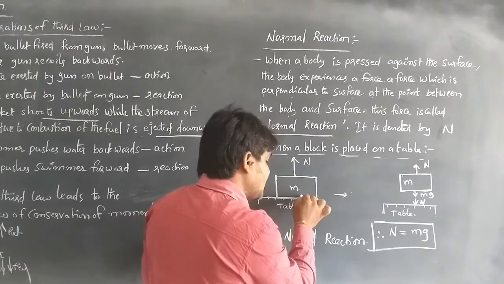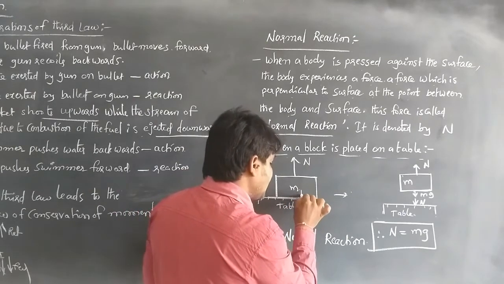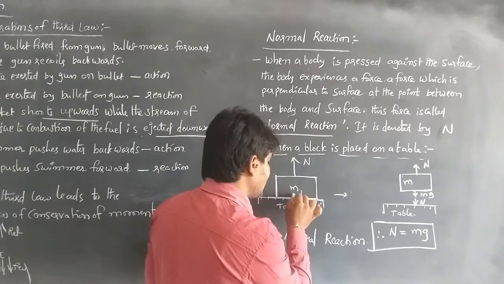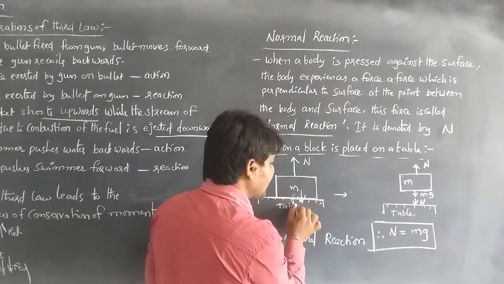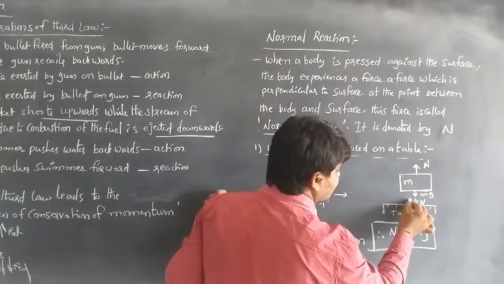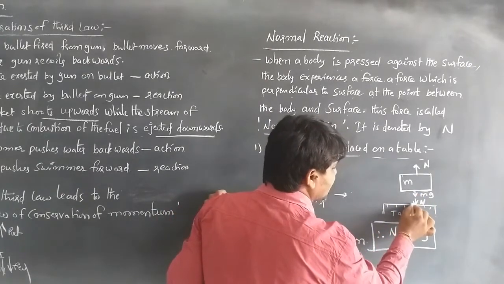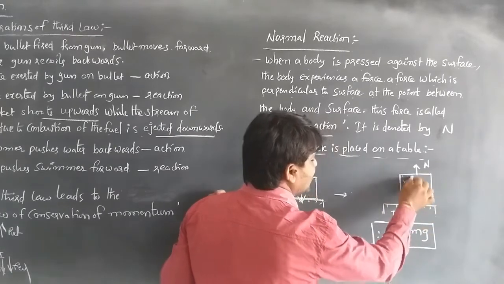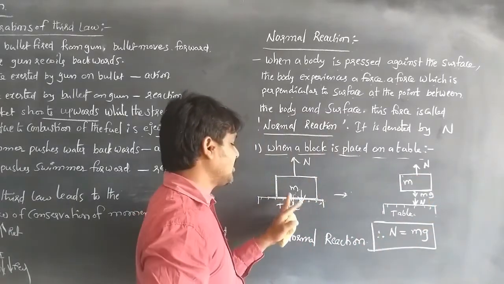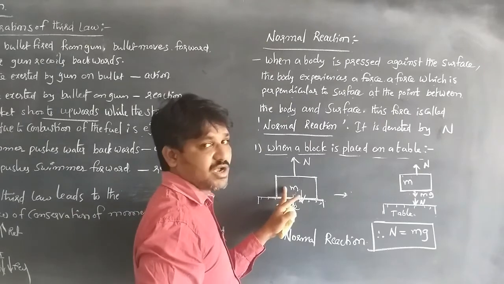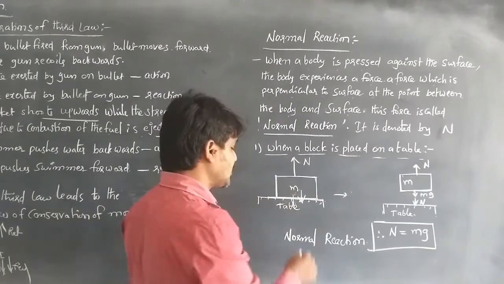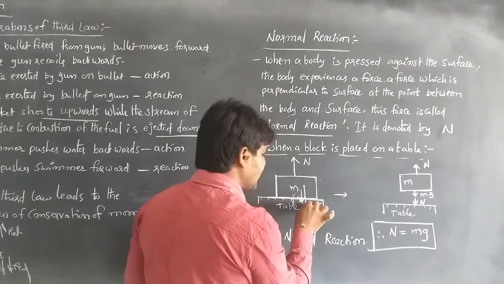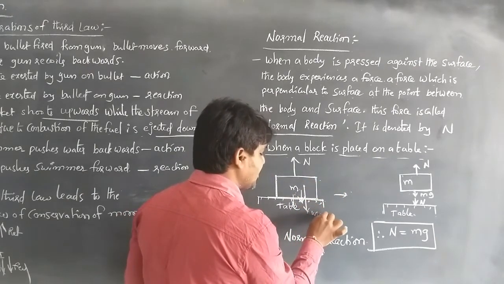Some force is exerted by the block on the table, and likewise the table exerts a normal reaction, which is perpendicular to the surface. Both act along this direction with equal amounts of force: by the table on the block, and by the block on the table. So due to the gravitational force, the body acts vertically downwards, that is mg, as we know.